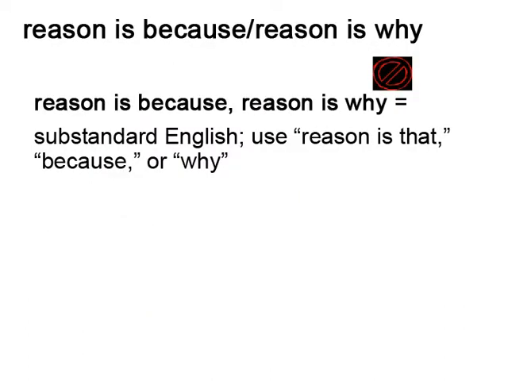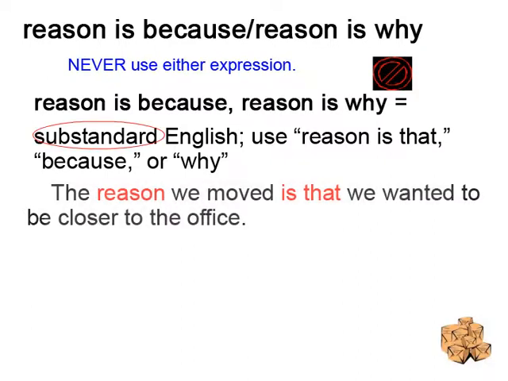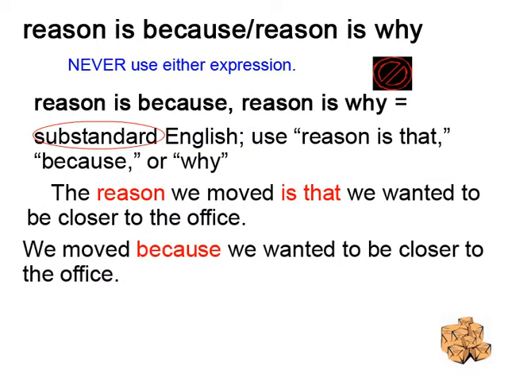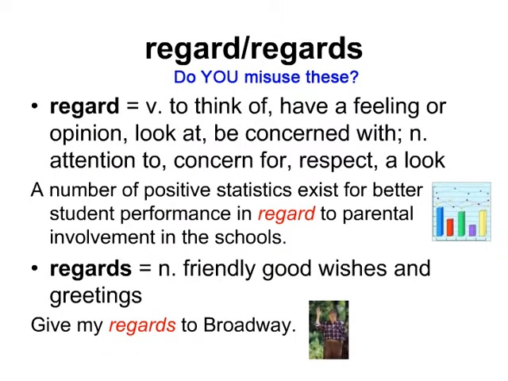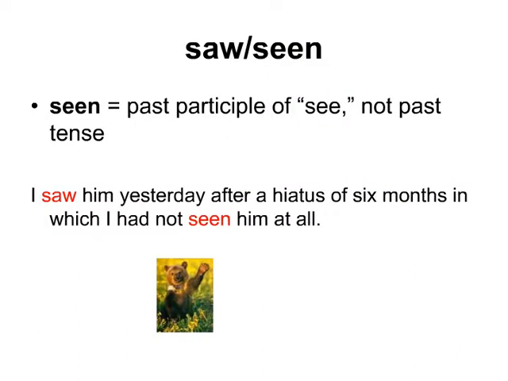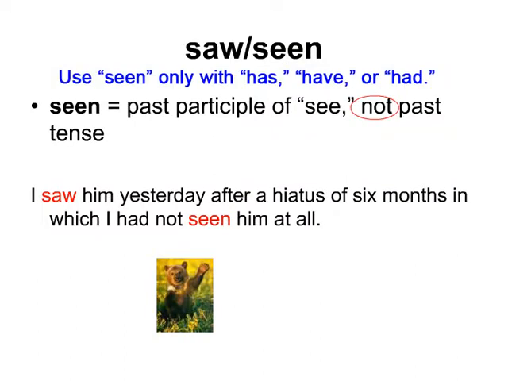In academic writing, avoid constructions such as "the reason is because" or "the reason is why." By using both reason and because or reason and why, the construction is redundant. Instead, use either "the reason is that" or "because" or "why" alone. Many students use regards with an S for sentiment when they mean regard to. Seen cannot be used alone as a verb.